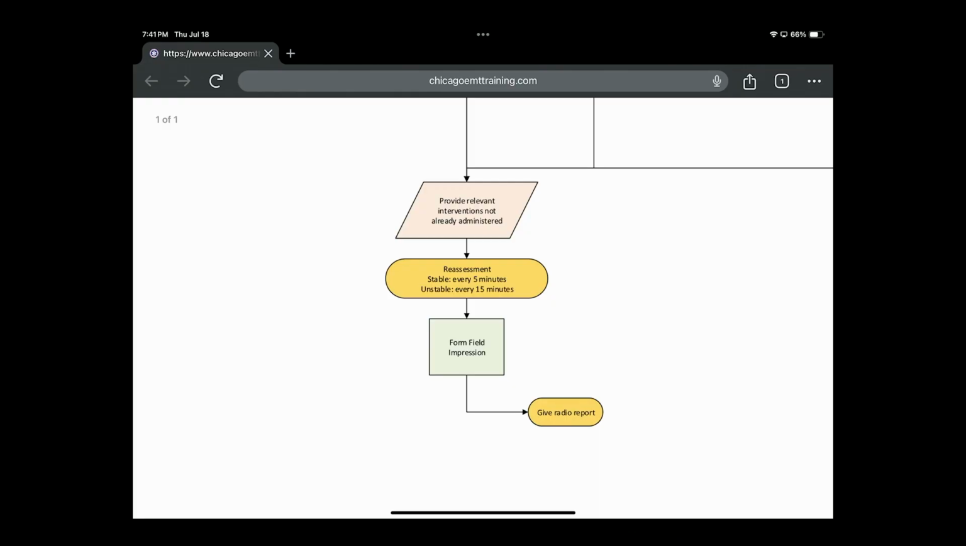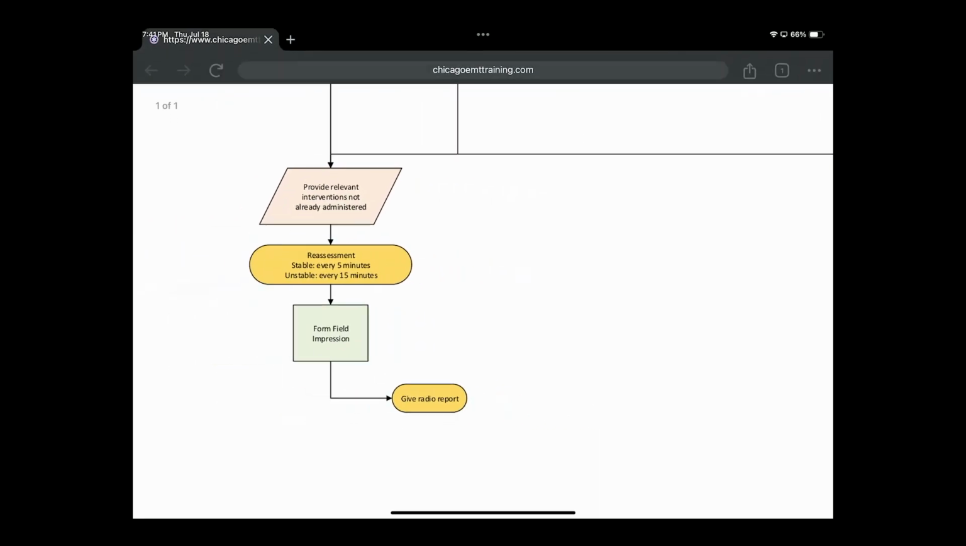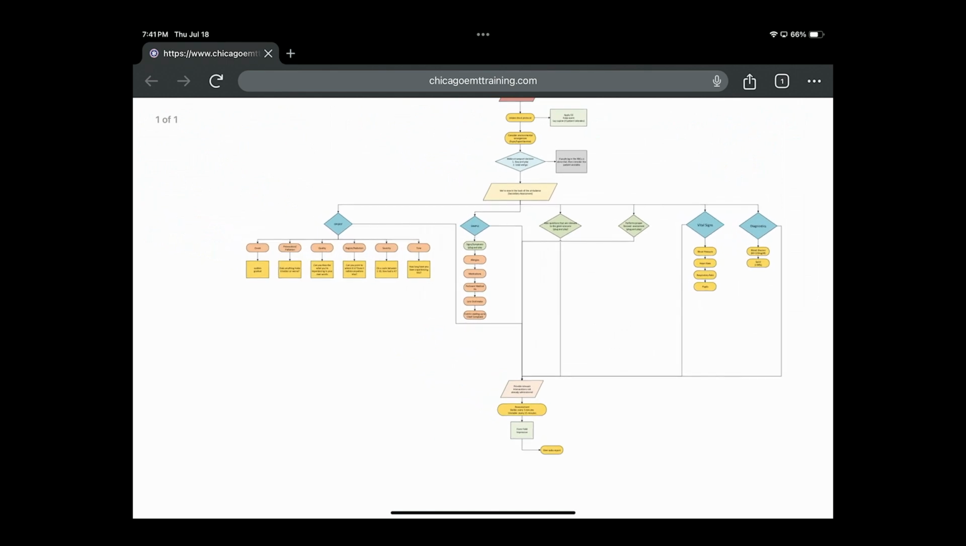So there are certain medications and interventions that we would already have applied in the primary, things like oxygen, maybe albuterol, epinephrine in the case of anaphylaxis. However, there are other medications like aspirin, nitroglycerin, CPAP, oral glucose, glucagon, Narcan, which have to wait until later down the line in the assessment before we administer it. And after that, we're going to do a reassessment. We're going to form a field impression, and then you're eventually going to give a radio report.